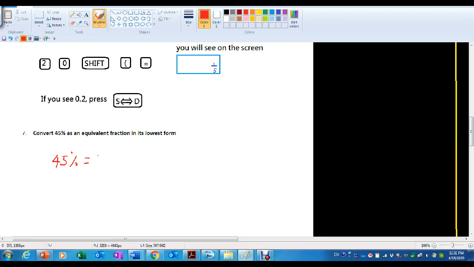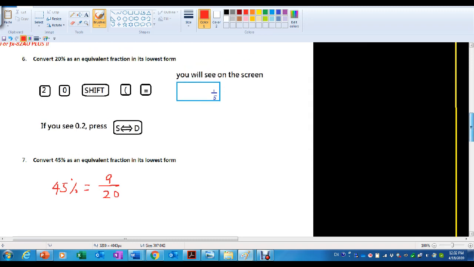If you have tried, the answer would be 9/20. So in the examination, it depends on the question. If they just ask you to convert that percentage into a fraction, then you might just use your calculator. That would be totally fine with me.